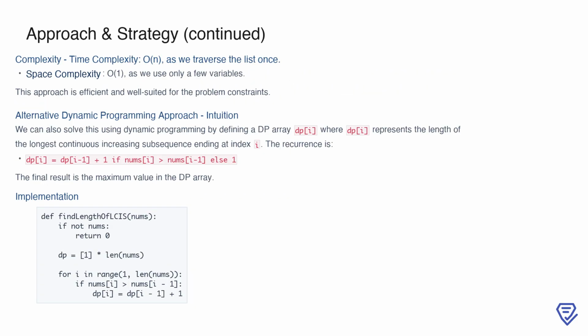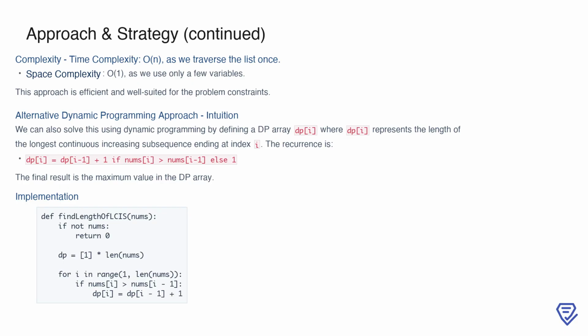The sliding window approach is highly efficient, with a time complexity of O(n), because we traverse the input array exactly once. It also requires only constant space, as we only utilize a few variables to store intermediate results like the maximum and current subsequence lengths. This makes it an excellent choice for this problem.